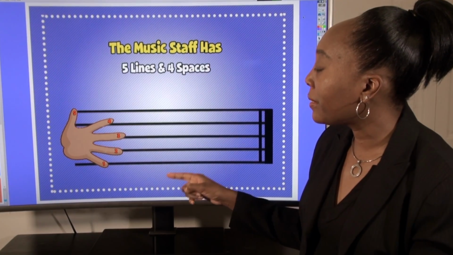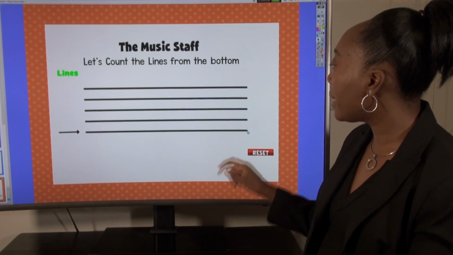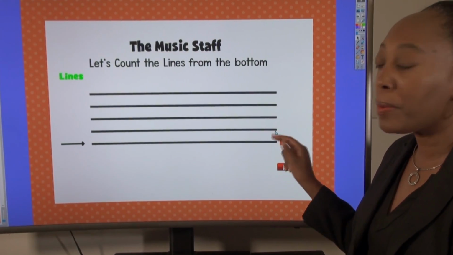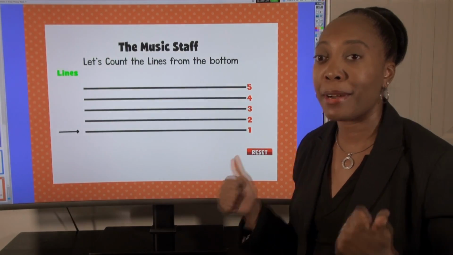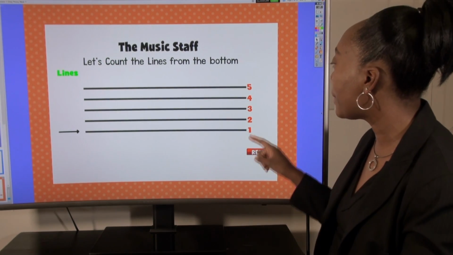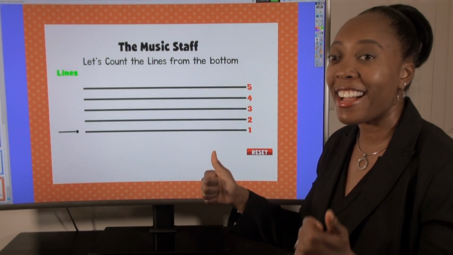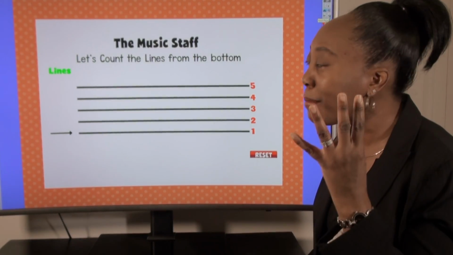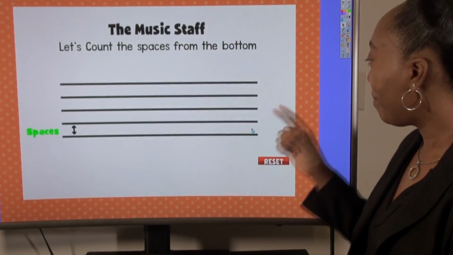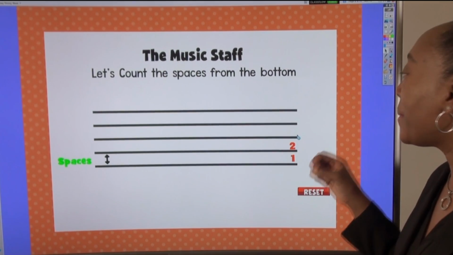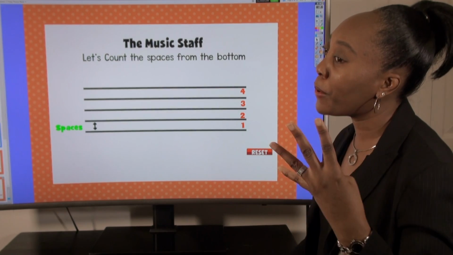So let's move along. Now we're going to count, and it's important that we count from the bottom up. So here we go. We're going to count 1, 2, 3, 4, 5. You count from the bottom up. And I like to sing, so let's sing those numbers. 1, 2, 3, 4, 5. Yeah, so we have 5 lines. How many spaces? Well, let's count those spaces. Here we go. Are you ready? 1, 2, 3, 4. Oh, 5 lines, 4 spaces.